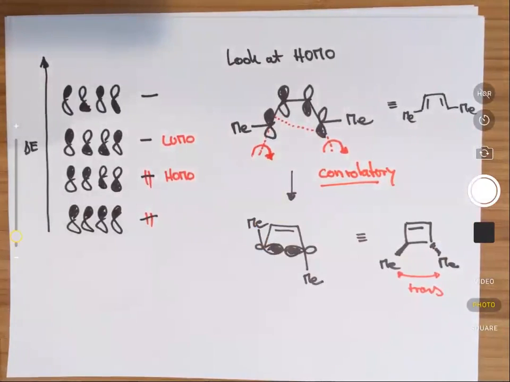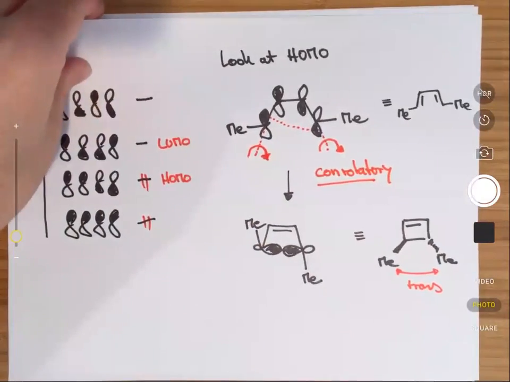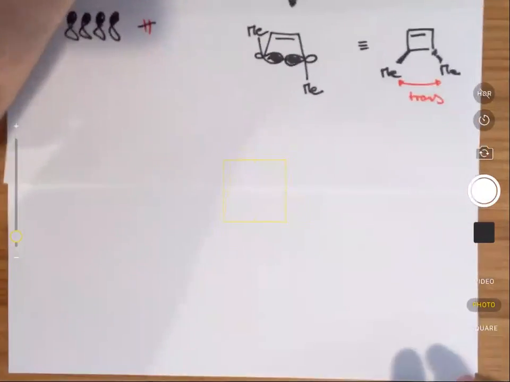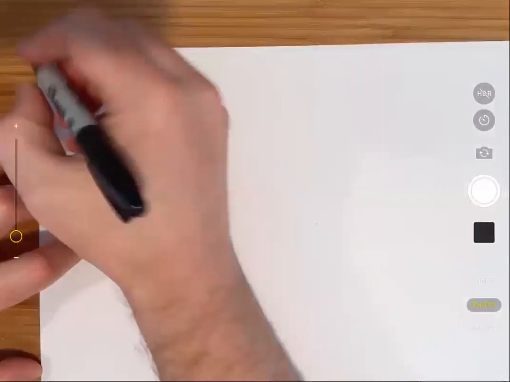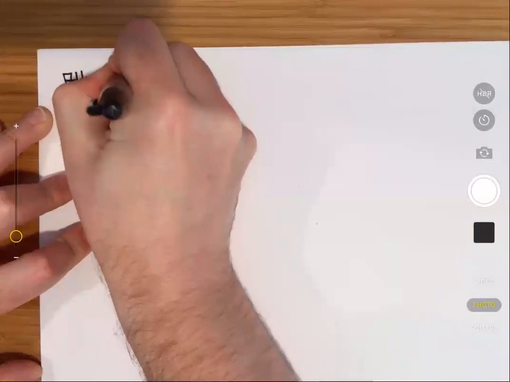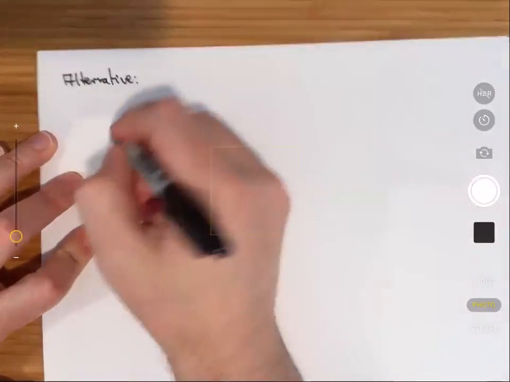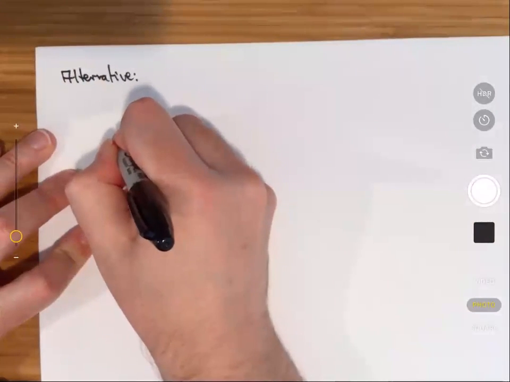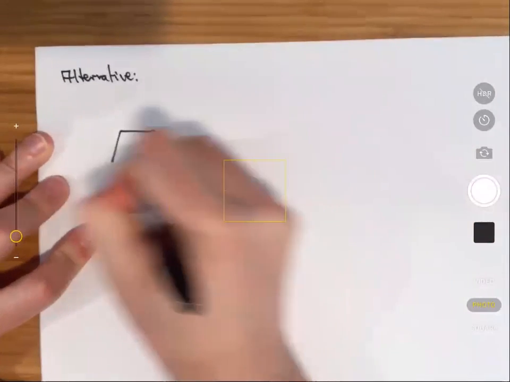Now, just as a thought experiment, we might want to go through this. What would have happened if we had rotated in the opposite direction? So let's redraw this again. Alternative. And this is just a thought experiment right now, a sanity check to make sure that what we're doing is right and makes sense. So let's draw out our same molecule again.